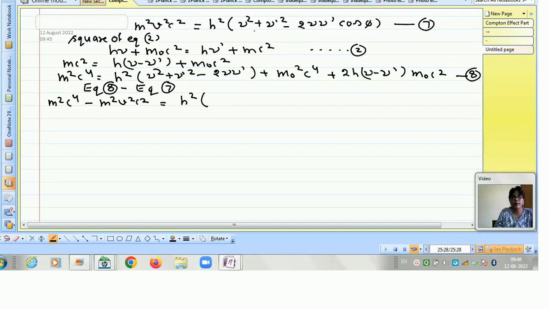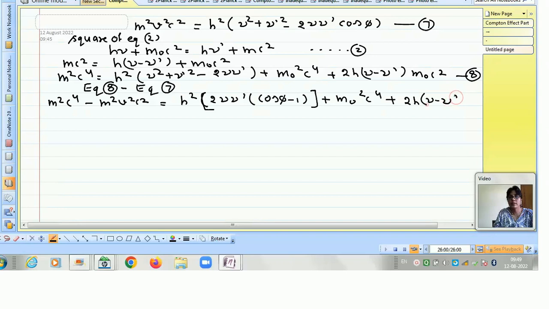this minus, and then minus will become plus. So here we will have h square, and then 2 nu nu dash inside the bracket, and then it will be cos phi minus 1. So this term and this term will give this factor, and then plus m naught square c to the power 4 plus 2h nu minus nu dash into m naught c square.